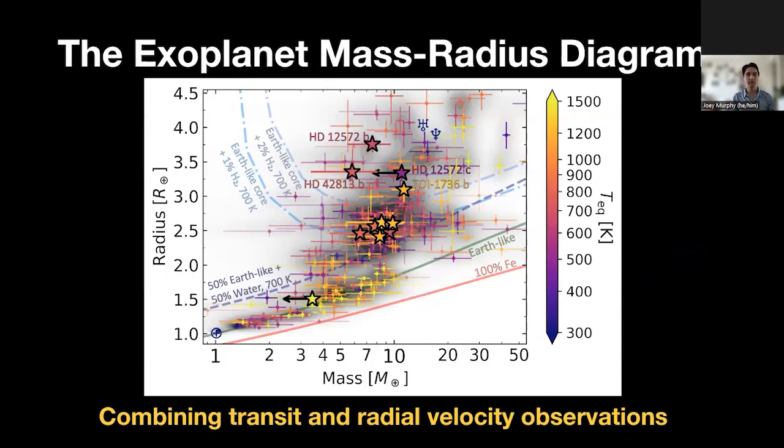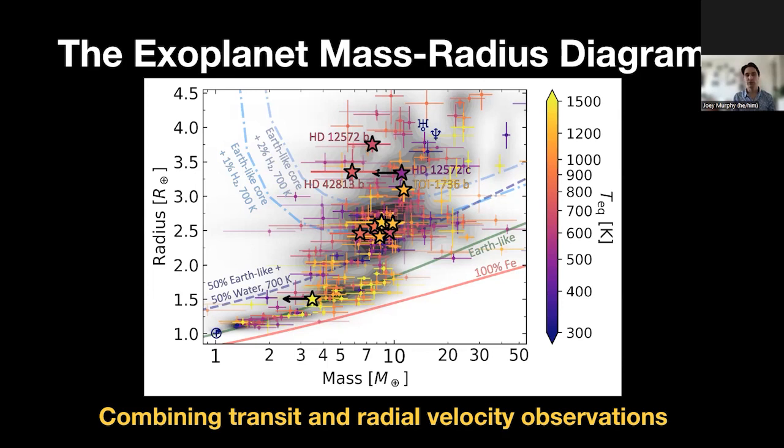Putting it all together, if we combine our transit and radial velocity observations, we can construct what's called an exoplanet mass radius diagram. This plot shows exoplanets, the colored markers, with planet mass on the x-axis and planet radius on the y-axis, where both quantities are relative to Earth. The color of the marker indicates the planet's temperature. The stars are planets that I myself have helped characterize.